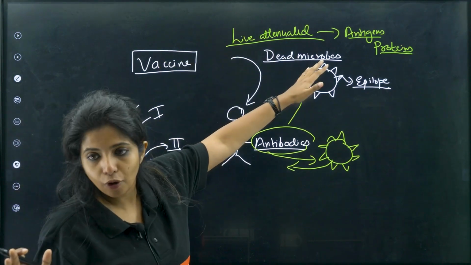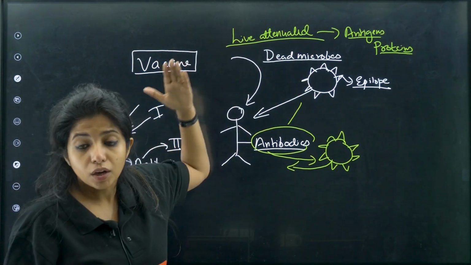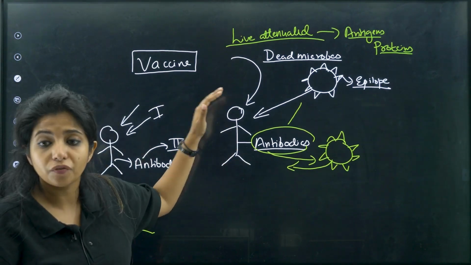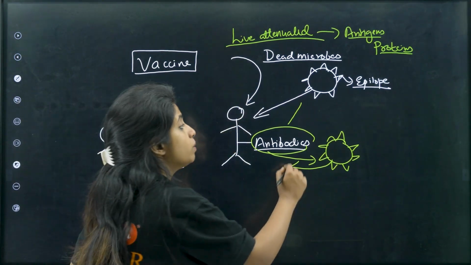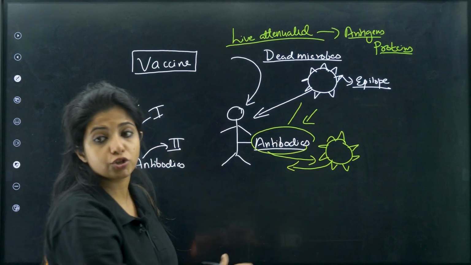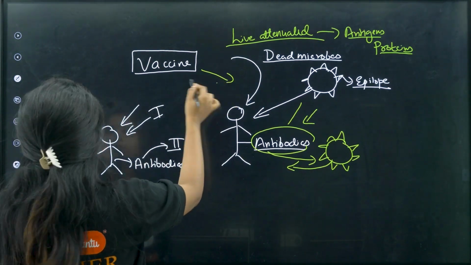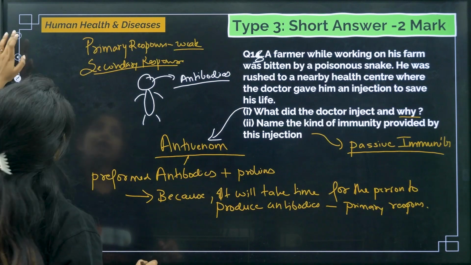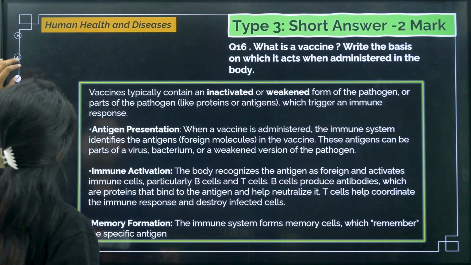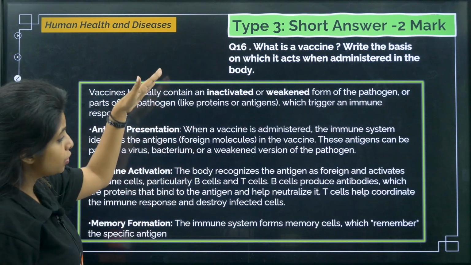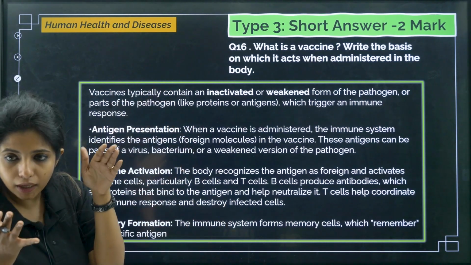So live attenuated form, or basically the dead microbes, are being put inside our body such that our body becomes very much aware of what antibodies have to be produced in case the actual infection occurs, my dear children. So that is the whole theory of vaccine. Now going back over here and looking for the answer which is written over here. Let's see how you can frame your answer. This is a 2-marker question, so this is not everything that you have to write. You can make it small.